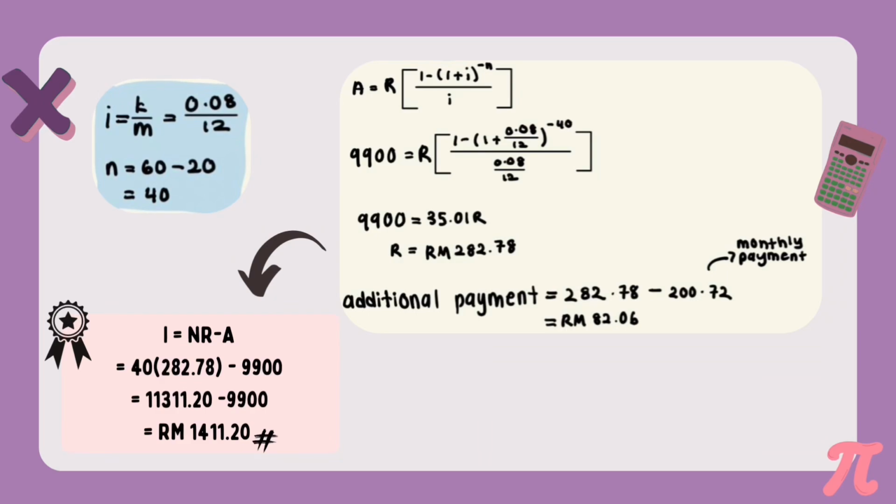Lastly, we need to calculate the interest paid. To calculate the total interest paid, total paid over 40 payments is I equals NR minus A. So we need to substitute the values. I equals N is 40, in bracket R is 282 ringgit and 78 cents, minus A is 9,900. So I equals 11,311 ringgit and 20 cents minus 9,900. So the final answer is 1,411 ringgit and 20 cents.